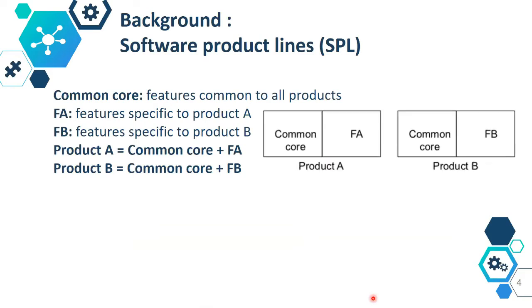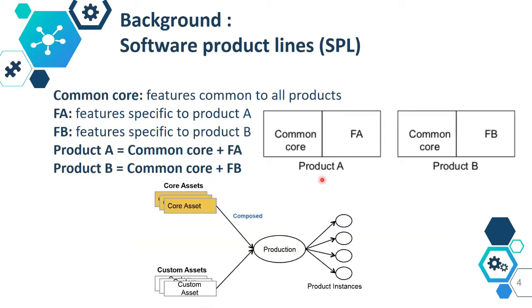To explain the context of software product line, we have, like you can see here, two products, product A and B. We have some common core in both of them, product A and product B. The common core is the common structure, common assets, common behavior, and the specific parties will be this FA and FB. That's why we have some core asset and some customized assets, and we can develop in this way the product instance of each one of the products. Here we have product A and product B.